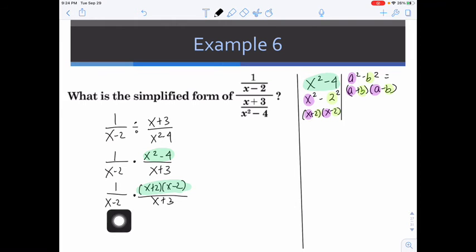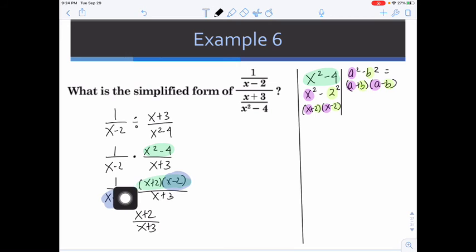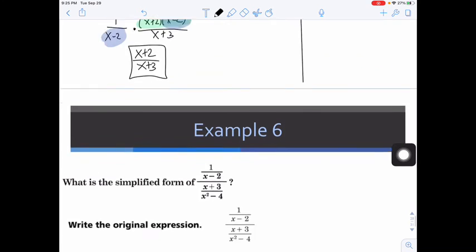and we can check the numerator and denominator to see if we have any common factors. So in the numerator we have 1 times x plus 2 times x minus 2, in the denominator we have x minus 2 times x plus 3. Notice there's an x minus 2 in the numerator and the denominator, so we can eliminate those. And we're left with 1 times x plus 2, which is just x plus 2 over x plus 3. And that is the final answer.